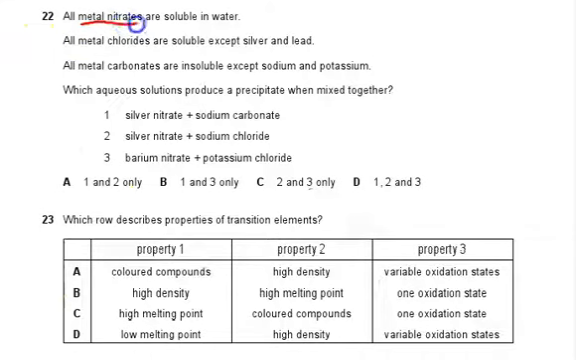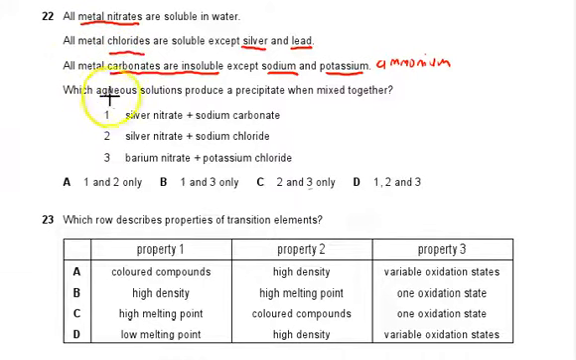All metal nitrates are soluble in water. Yes, correct. All nitrates are soluble in water. All metal chlorides are soluble except for silver and lead. This one is regarding the salt. All metal carbonates are insoluble except for sodium, potassium, and supposed to be another one here, ammonium. Ammonium carbonate is also soluble.